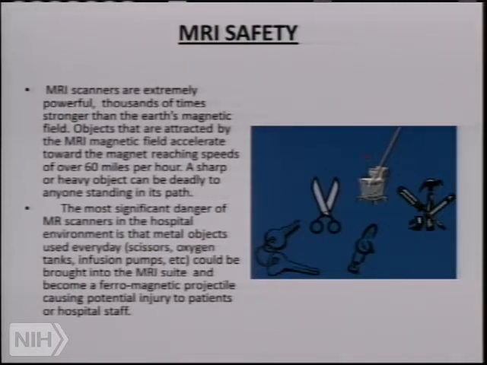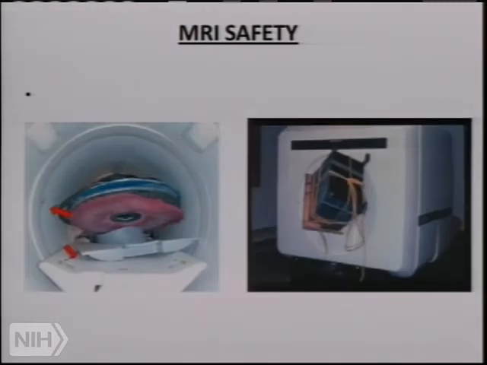So MRI scanners are very powerful, thousands of times the Earth's magnetic field. And one of these objects, like keys or scissors or any number of things, can achieve speeds of 60 miles an hour from stationary as they get pulled into the magnet. And it's a very significant potential source of injury to people if we're not careful about it.